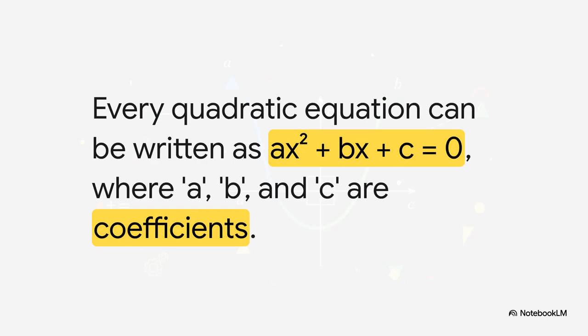And this right here, this is the blueprint, the universal standard form. You can write any quadratic equation to look just like this. The a, b, and c you see, they're just numbers, coefficients. A is the number hugging the x squared, b is the one with the x, and c is just a constant, hanging out by itself on the end.